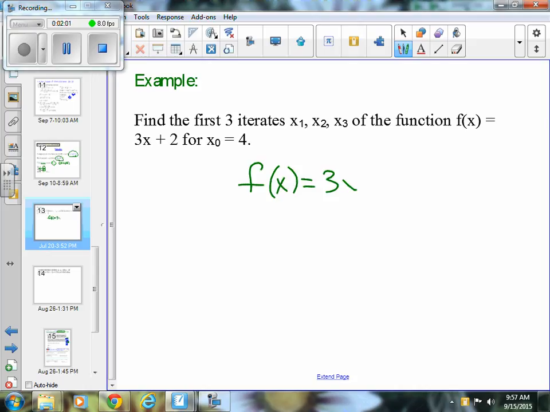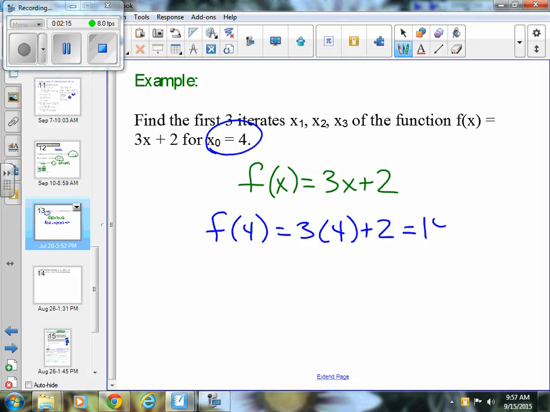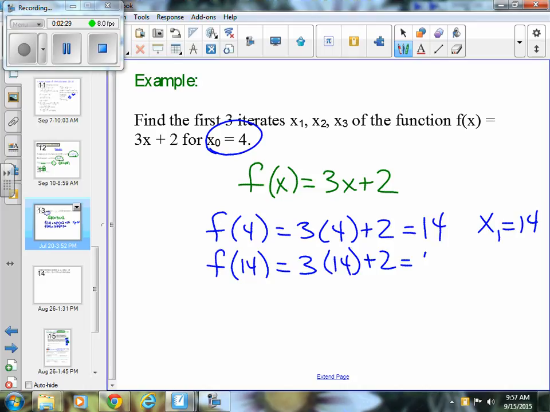So we have a linear function here, f of x equals 3x plus 2. It's saying that our starting value, our initial value, x0, they want us to start with 4. So I'm going to plug in a 4 first and do my arithmetic, and I get 14. What does that mean? Well, that means my first iterate, my x1, would be 14. Then it's my first output. So that output becomes the input for the next one. So I'm going to substitute in 14, get 44. So the second iterate, or the second output, would be 44.